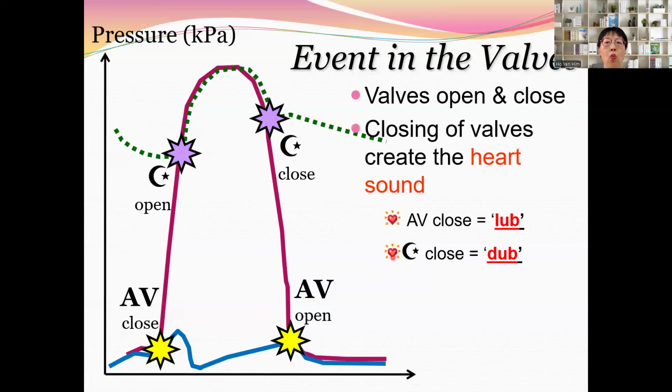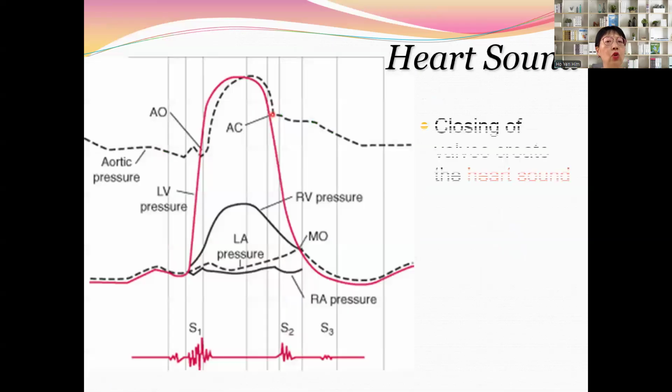So when the AV valve closes, when the two lines diverge away, it is because they are separated, the valve closed, and it gives you the first heart sound, lub. And then the semilunar valve closes here. The lines diverged already, so it closed, they separate, they got different pressure. So you get the second heart sound, dub. So very easy to actually know.